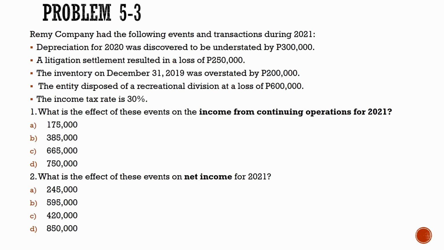Problem 5-3. Remy Company had the following events and transactions during 2021. Depreciation for 2020 was discovered to be understated by 300,000. A litigation settlement resulted in a loss of 250,000. The inventory on December 31, 2019 was overstated by 200,000. The entity disposed of a recreational division at a loss of 600,000. Tapos, yung income tax rate daw ay 30%.